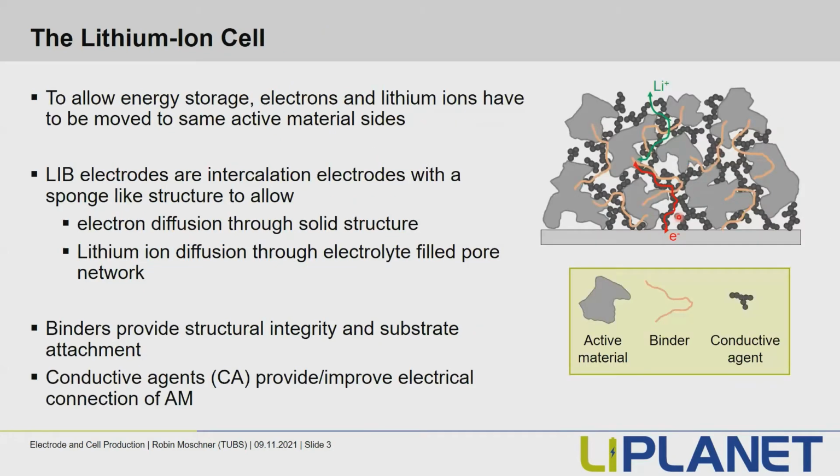The electrodes in such a cell on their own are quite complex in their structure. To allow for the energy storage, we have to bring the lithium ions and the electrodes to the same active material spot. And because of this, the electrodes of lithium-ion batteries are intercalation electrodes with a sponge-like structure, as you see here shown schematically. Because we have to have the electron diffusion through the solid structure and the lithium-ion diffusion through the electrolyte-filled pore network.